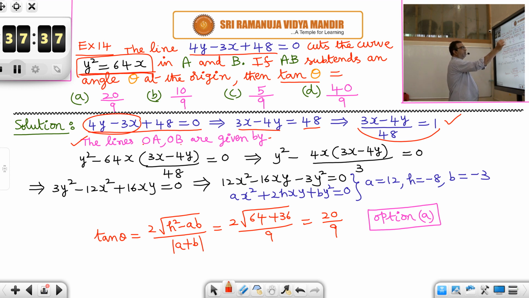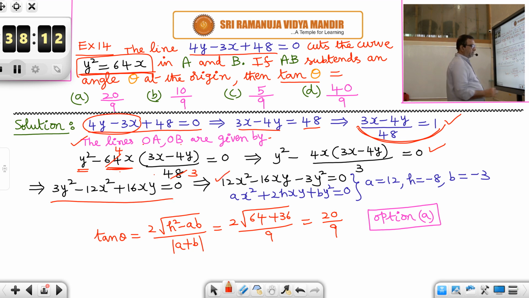So what is the equation of the curve? y square minus 64x is equal to 0. That is the actual curve. Okay. So in the second degree part no change. But the first degree part minus 64x must be multiplied by 1. 1 means what? (3x minus 4y) by 48. So here 16 fours and 16 threes. So that is what I have written in the next step. Then multiply by 3 and expand. You get the pair of lines 12x square minus 16xy minus 3y square is equal to 0.